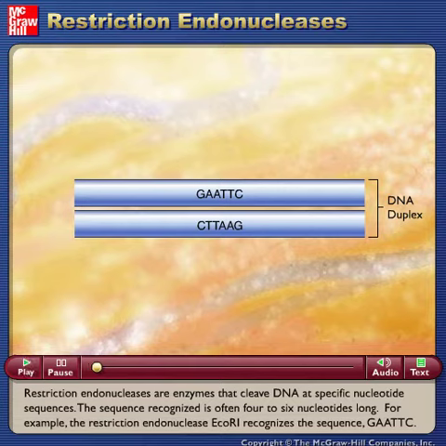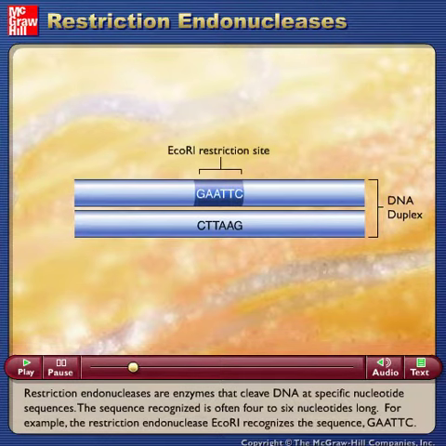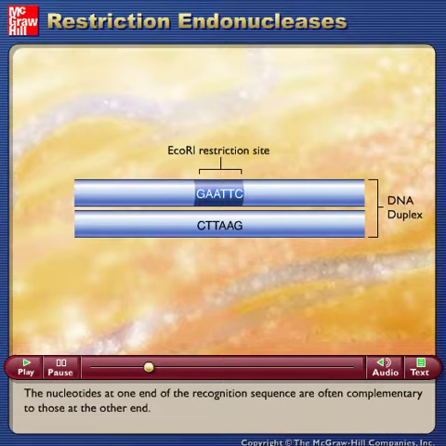Restriction endonucleases are enzymes that cleave DNA at specific nucleotide sequences. The sequence recognized is often 4 to 6 nucleotides long. For example, the restriction endonuclease EcoR1 recognizes the sequence GAATTC. The nucleotides at one end of the recognition sequence are often complementary to those at the other end.